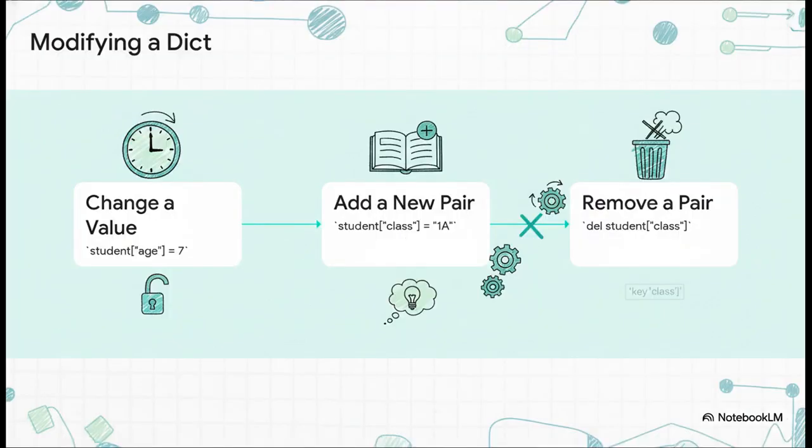And guess what? Dictionaries are not set in stone. They are totally flexible. We can target the age key and just assign it a brand new value. Or we can just invent a new key-value pair on the fly, like adding class and setting it to 1A. And if we don't need it anymore, poof, the del keyword gets rid of the entire pair for good.